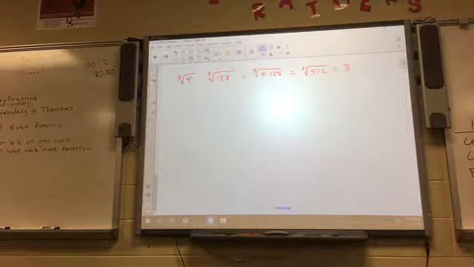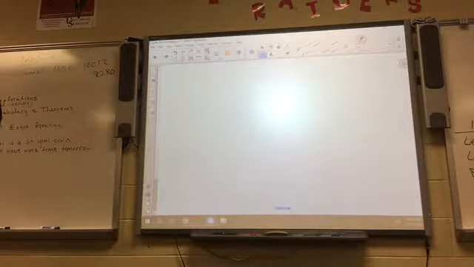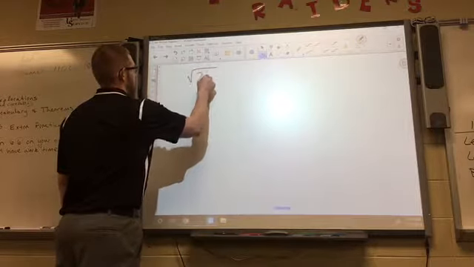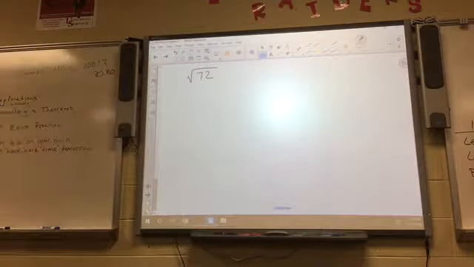Okay, this next example, they're wanting us to write things in simplest form. So I have the cubed root of 135. Actually, before we do this, let's do something a little bit different. Let's do a refresher problem real quick. I have the square root of 72, and I want you to reduce that.